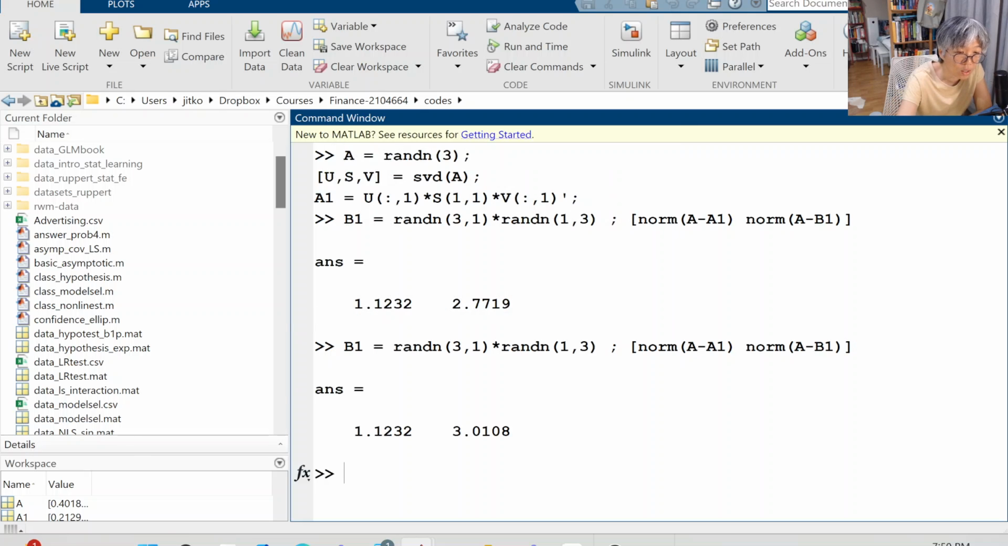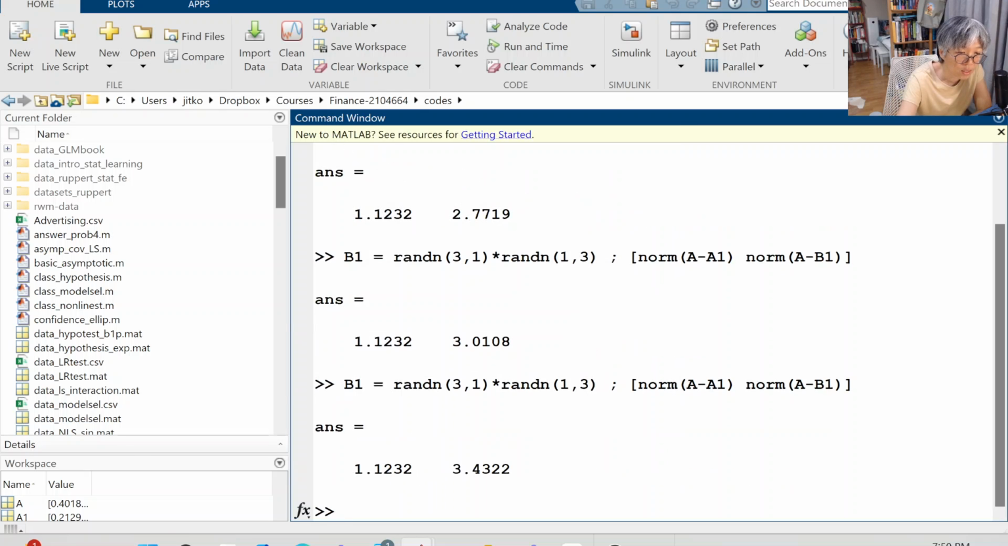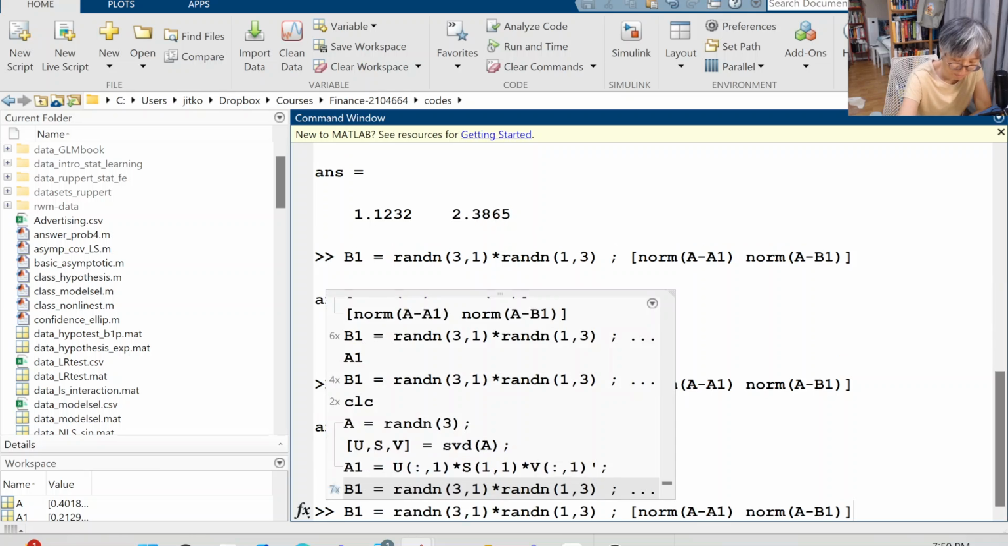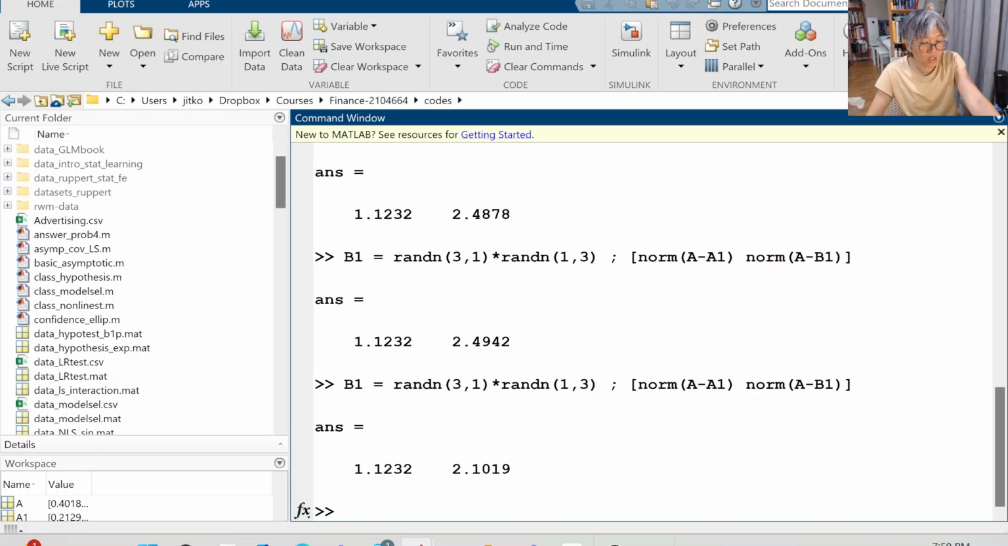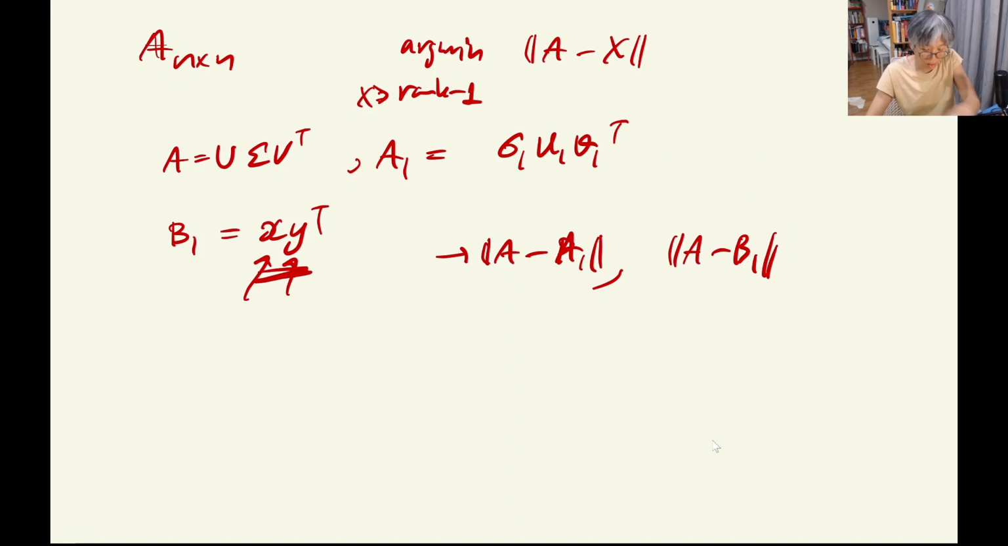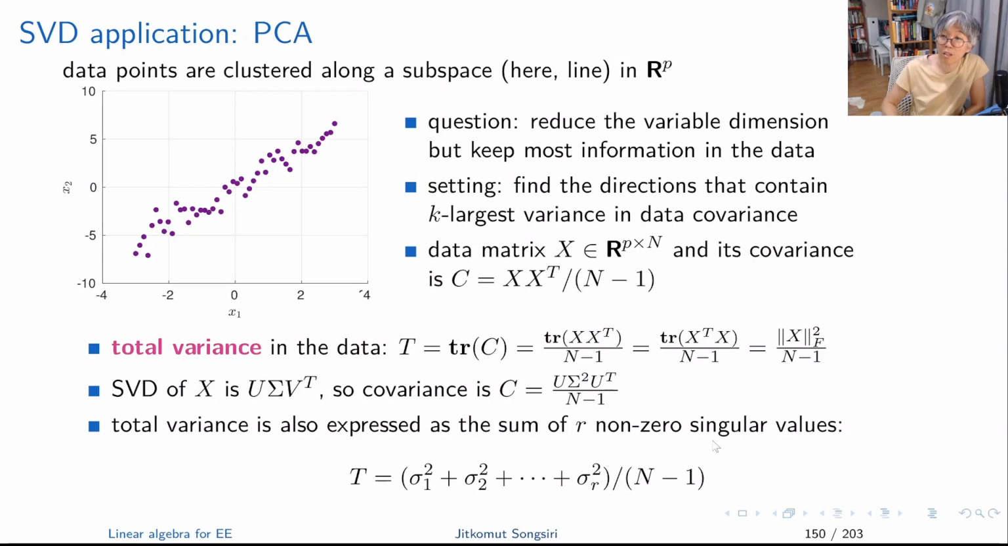So why don't we generate it again and see that for any other rank 1 matrix, B1 is going to give a bigger error than the best solution. Okay, so this is to illustrate the first application of SVD.